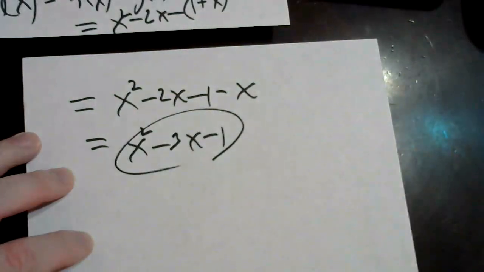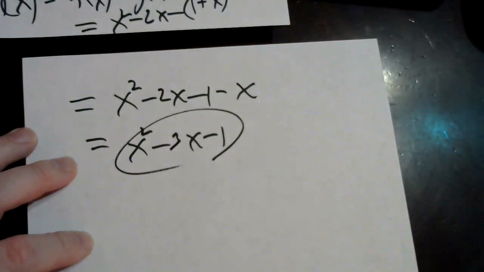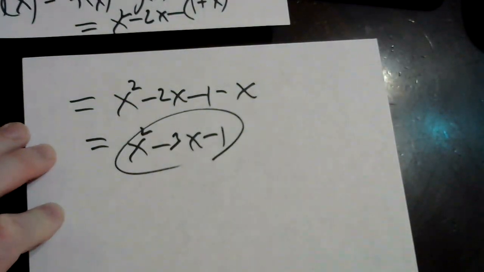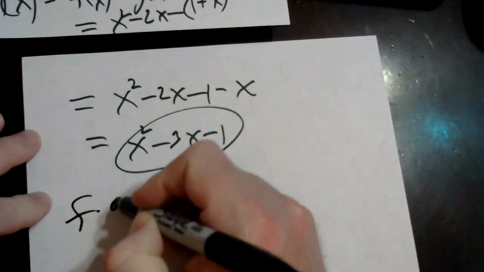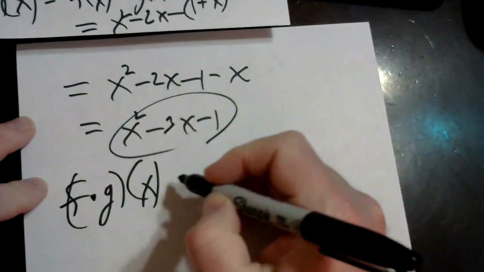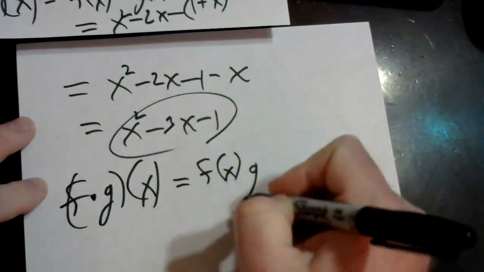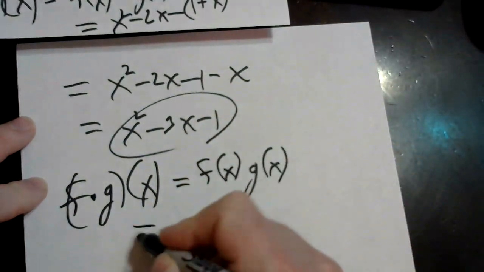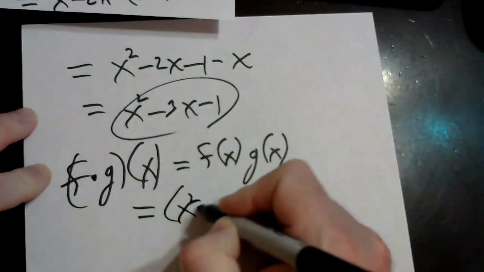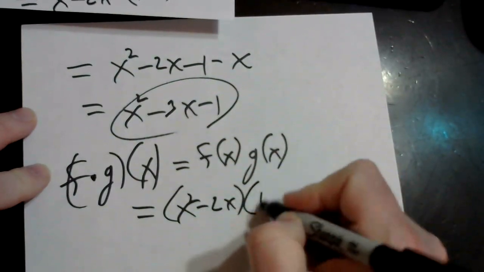So it looks like if you combine terms, negative 2x minus x is negative 3x. And notice I distributed the negative sign first. Next on the list, f times g of x. So you see that closed dot? That's not composition, that's multiplication. So by definition, that's f of x times g of x. And that's just x squared minus 2x times 1 plus x.